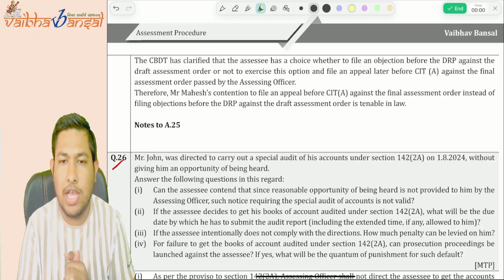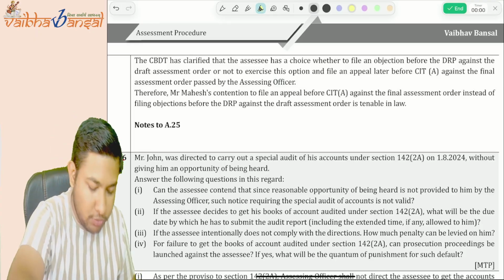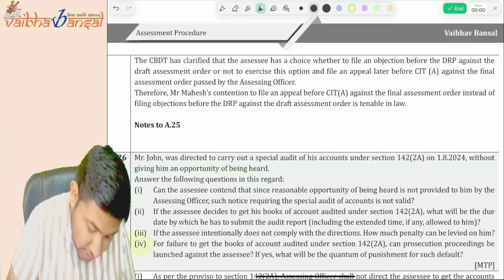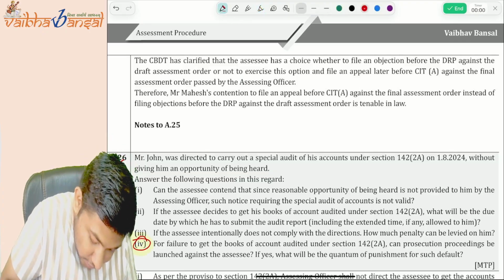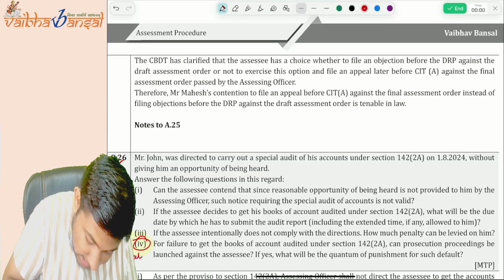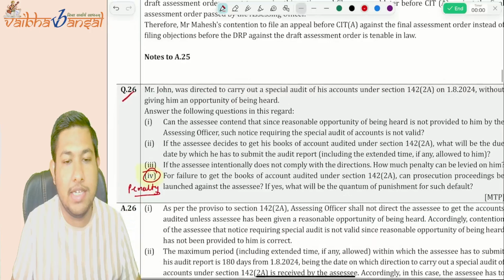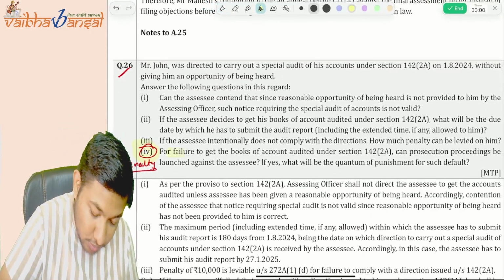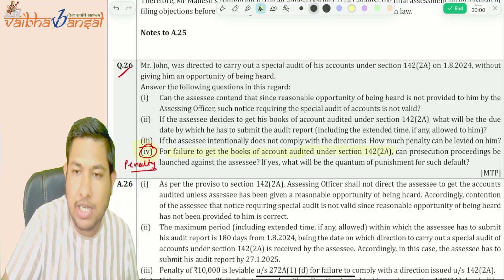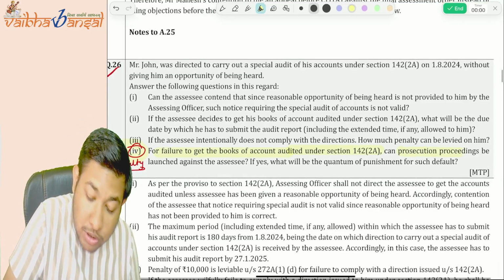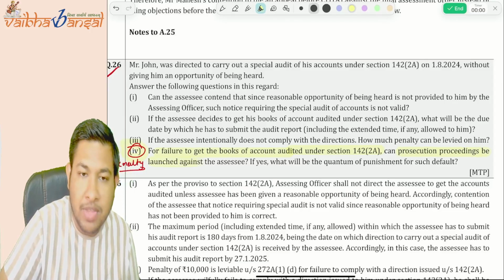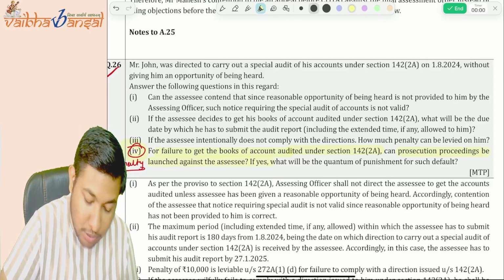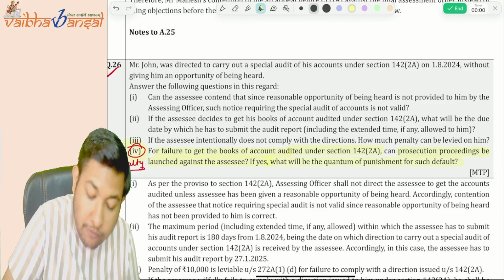Yes. So I have implemented it with the question, but there is a point number four which you will not be able to understand because this is a point of the penalty chapter. In this, what they are asking is: for failure to get the books of account audited under section 142(2A), can prosecution proceedings be launched against the assessee? Yes, it can be launched. If yes, what would be the quantum of punishment?